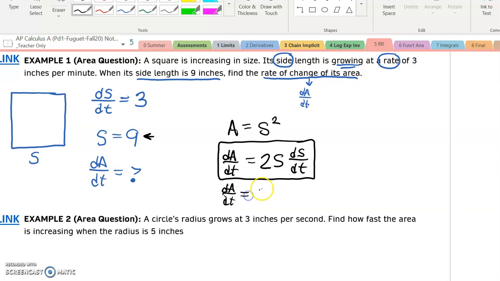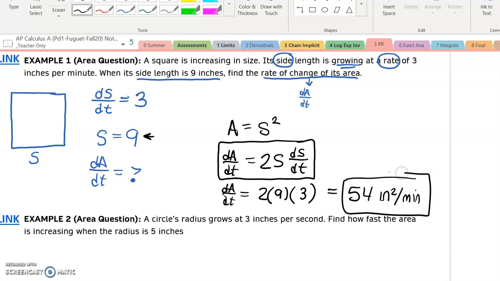So dA/dt equals 2. We now can plug in that s is 9. We know that ds/dt is 3. And so when I simplify this, we're going to get 54 square inches per minute as my final answer. 54 square inches per minute.